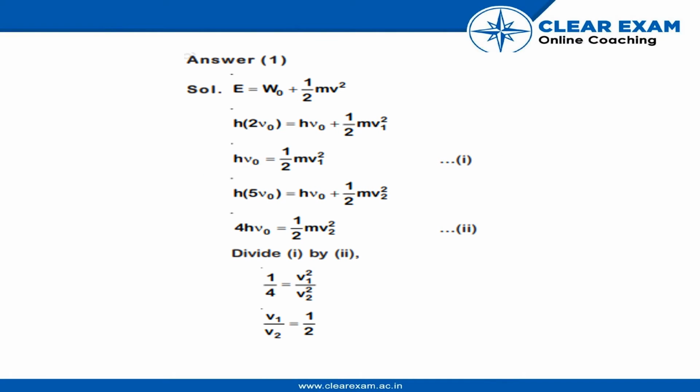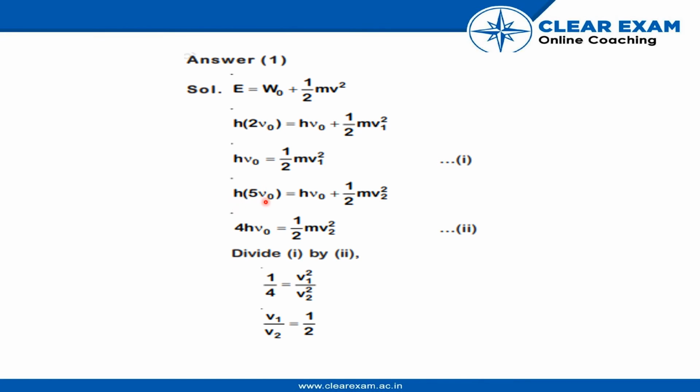So the answer: E is equal to W₀ plus half mv². Here E is h into 2ν₀, where ν₀ is the threshold frequency, which is equal to hν₀ plus 1 by 2 mv₁². So hν₀ is equal to 1 by 2 mv₁².